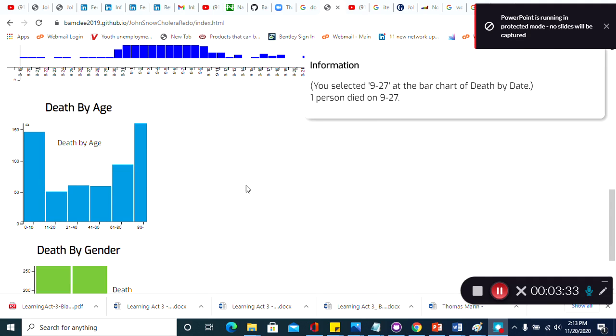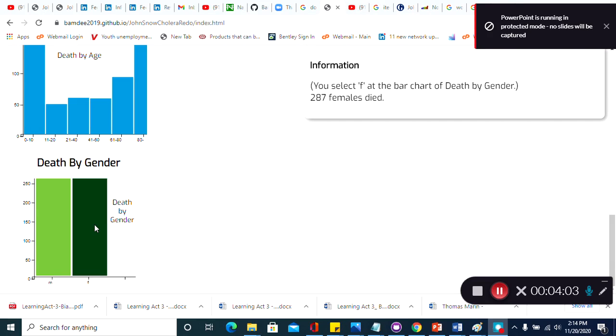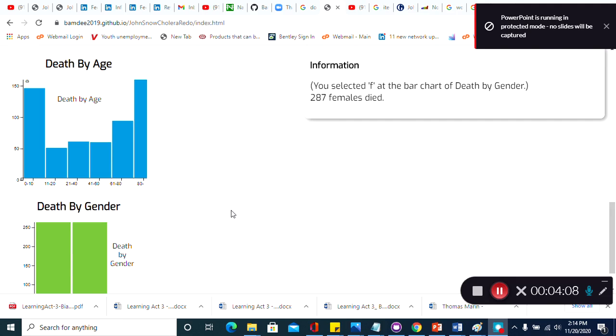So if you look at death by age, people who died based on their age brackets, 0 to 10 years suffered 143 persons, and then people 80 years suffered more deaths, so they must have had lesser immunity and must have been residents of this workhouse because they did not have any means of income, and because they also depended on the public water source. So death by gender, we have 284 males that died at that time, and then 287 females that died at that time. So this is the end of my presentation.